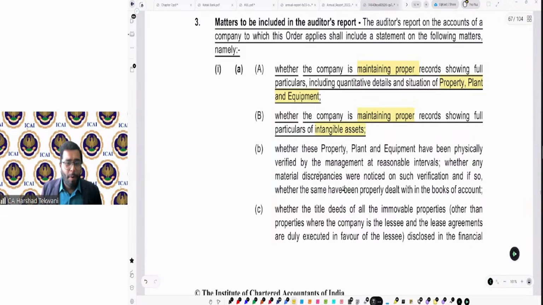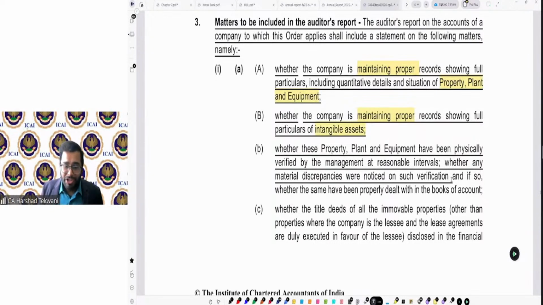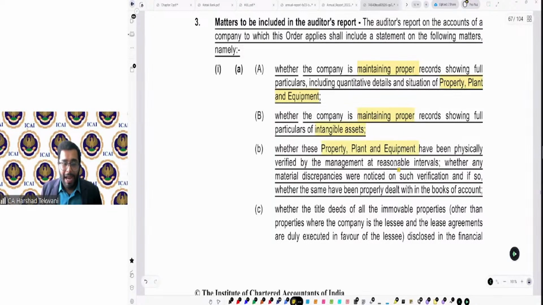Third, whether property, plant and equipment has been physically verified by the management at reasonable intervals, and whether any material discrepancies were noted on such verification. If so, whether the same has been properly dealt with. So physical verification of property, plant and equipment at reasonable intervals by management, and if material discrepancies are there, then adjustment in the books of account.